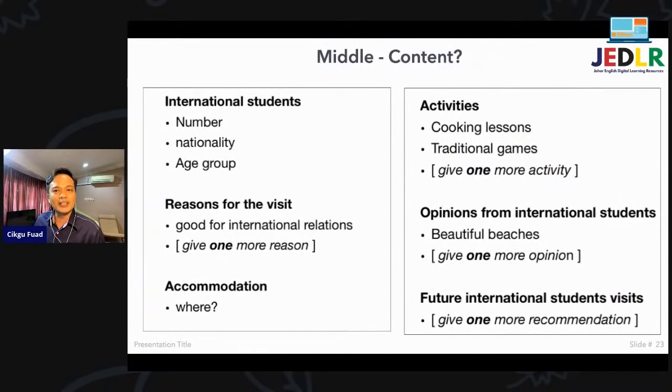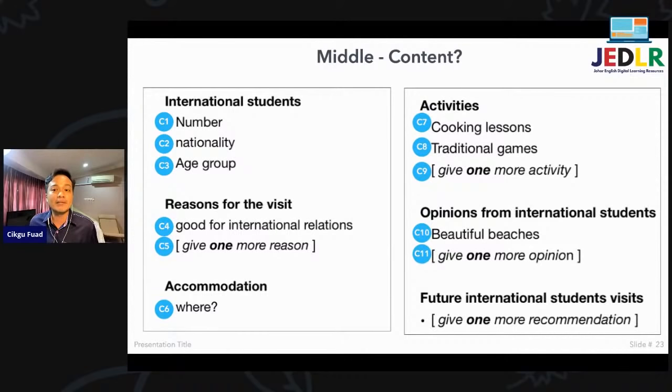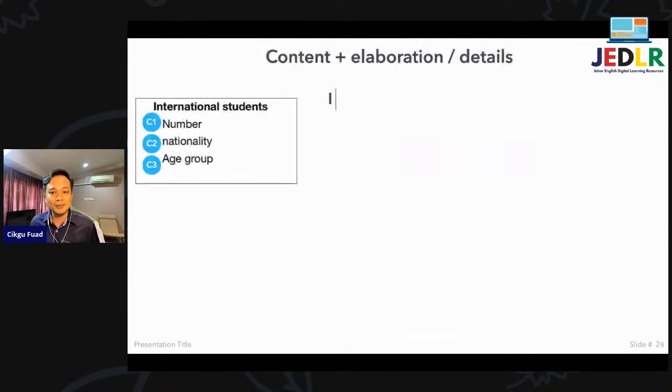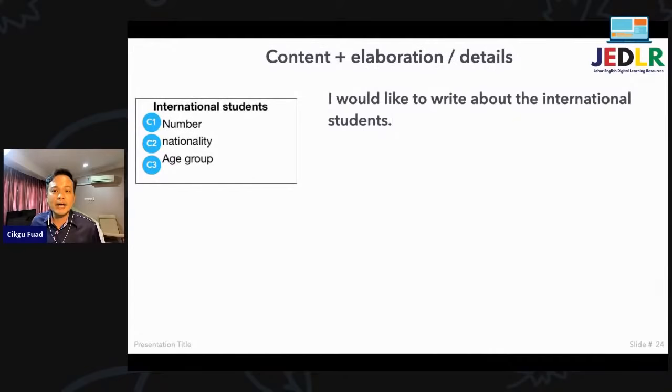Okay, now the middle part, the content. So again, we need to number the content points, okay? The number, nationality, age group, okay? Good for international relations. Give one more reason, where, cooking lessons, traditional games. Give one more activity, beautiful beaches. Give one more opinion, and give one more recommendation. So there are 12 content points. So when you get the question, please write all C1 until C number 12, because if not, I'm afraid you may forget 1 or 2.